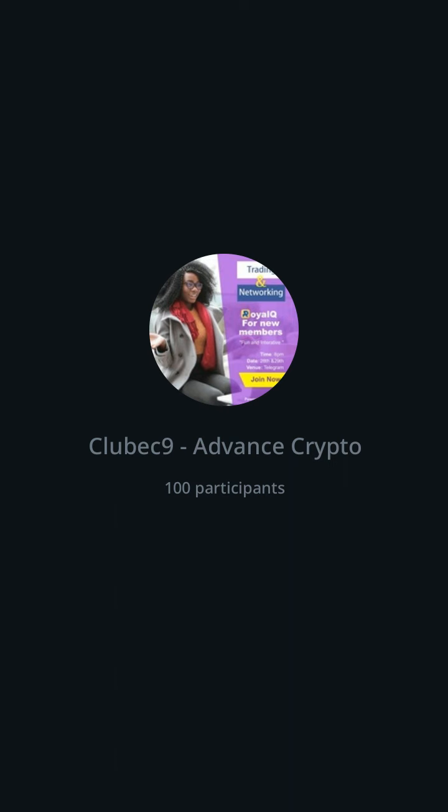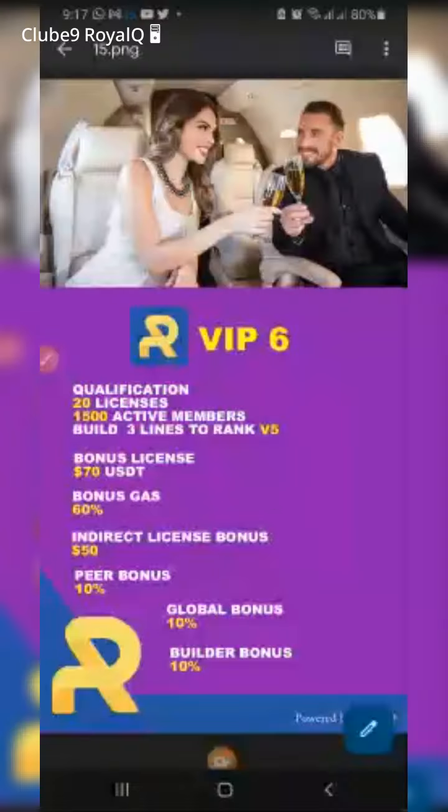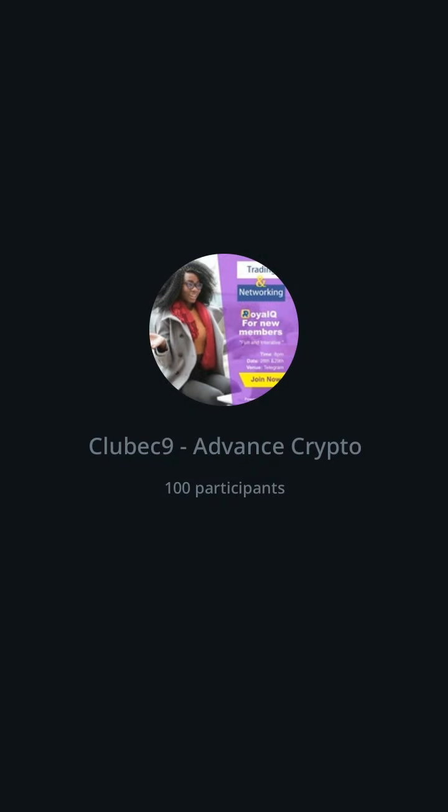Then builder bonus. Now in this area, if you are a V6 and one of your downlines becomes V6, you even get 10% of what that person is doing. For that person to become a V6, all the cumulative, you are getting 10%. That's huge already. That's a lot. And I believe this journey will be very easy for us, and we want to be at this level.